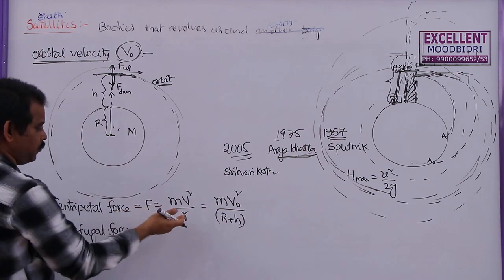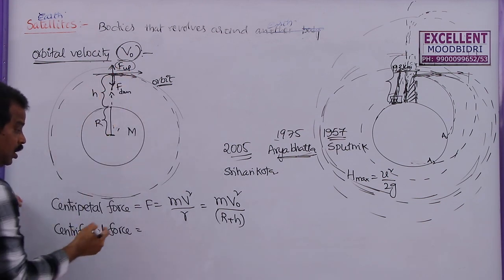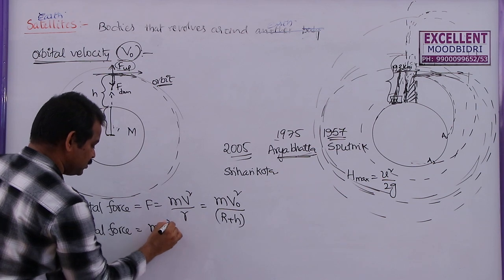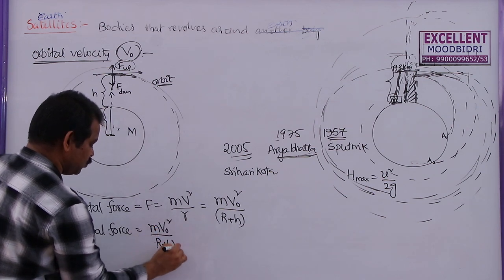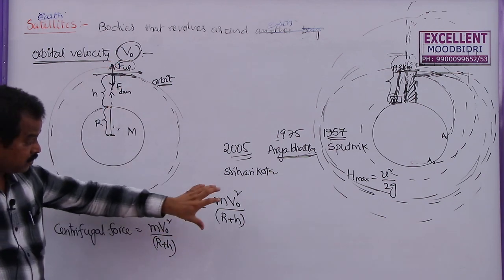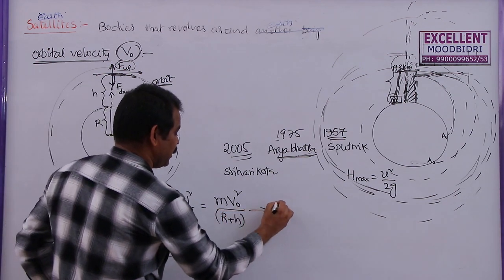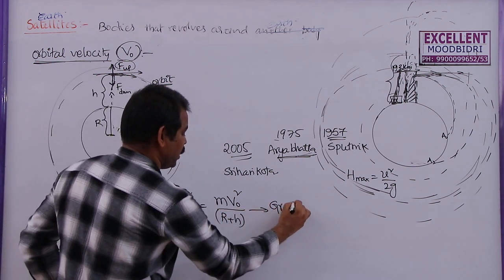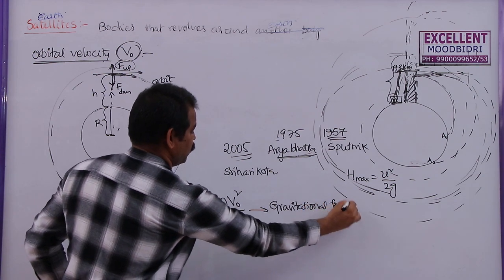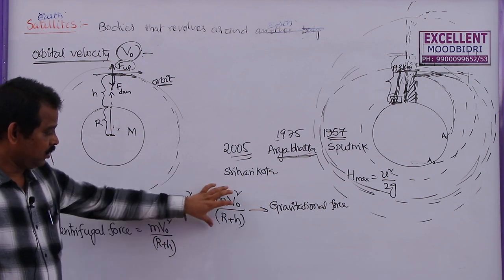So this centrifugal force is exactly equal to centripetal force only. So this is the upward force. But here the centrifugal force is also equal to mv square by r plus h only. This is the outward force, centrifugal force. But who is providing this centripetal force? This centripetal force is provided by the gravitational force between the earth and the satellite. So in magnitude, these two are equal and opposite.